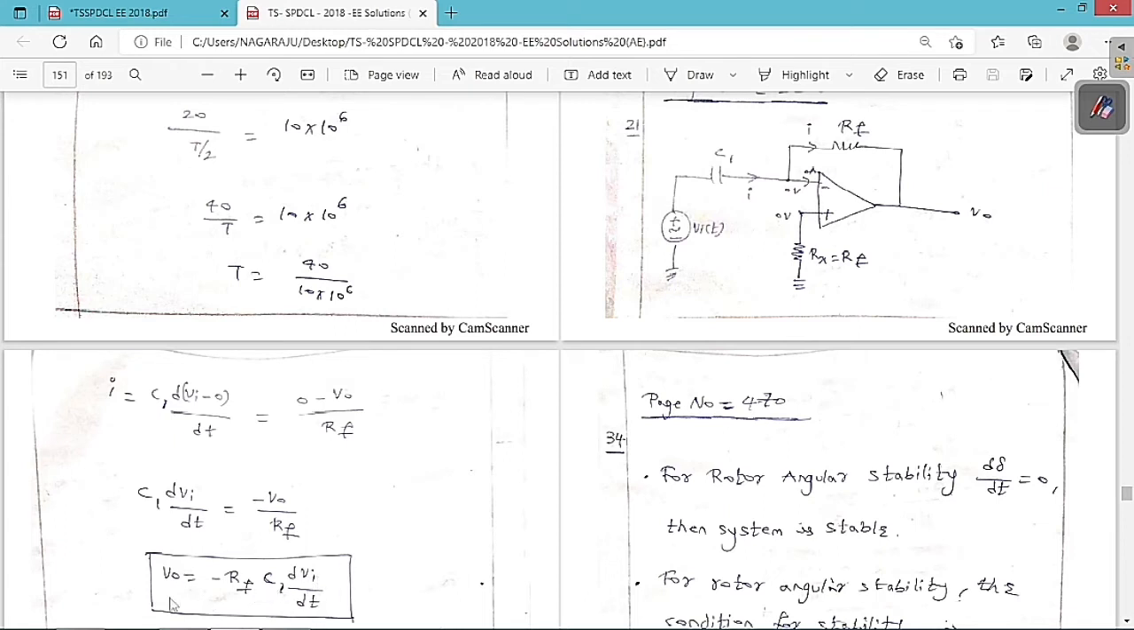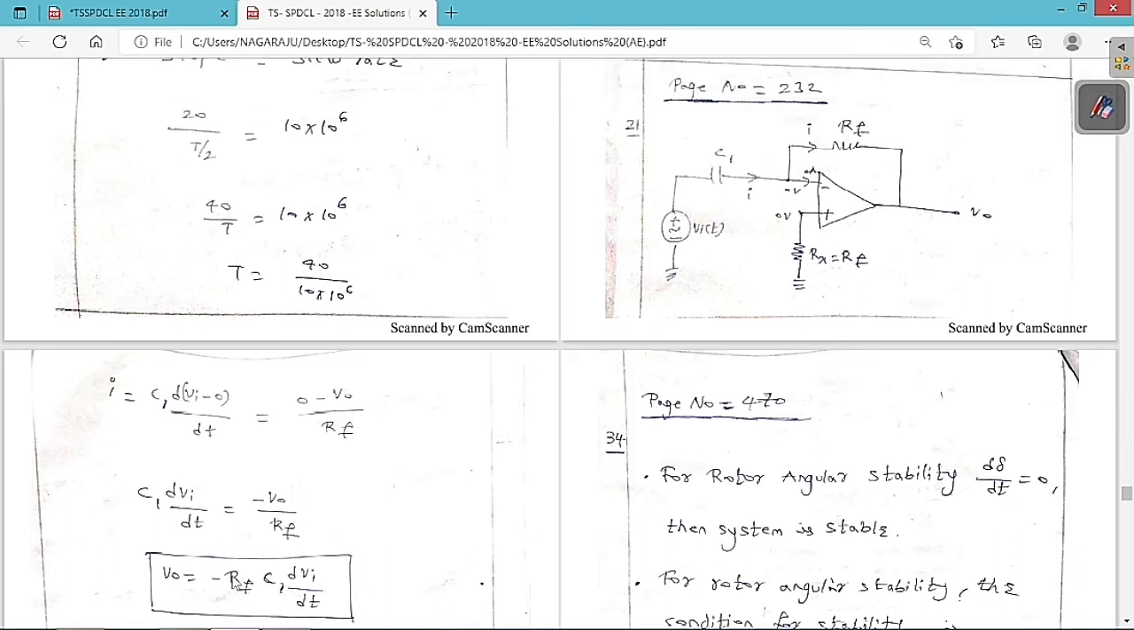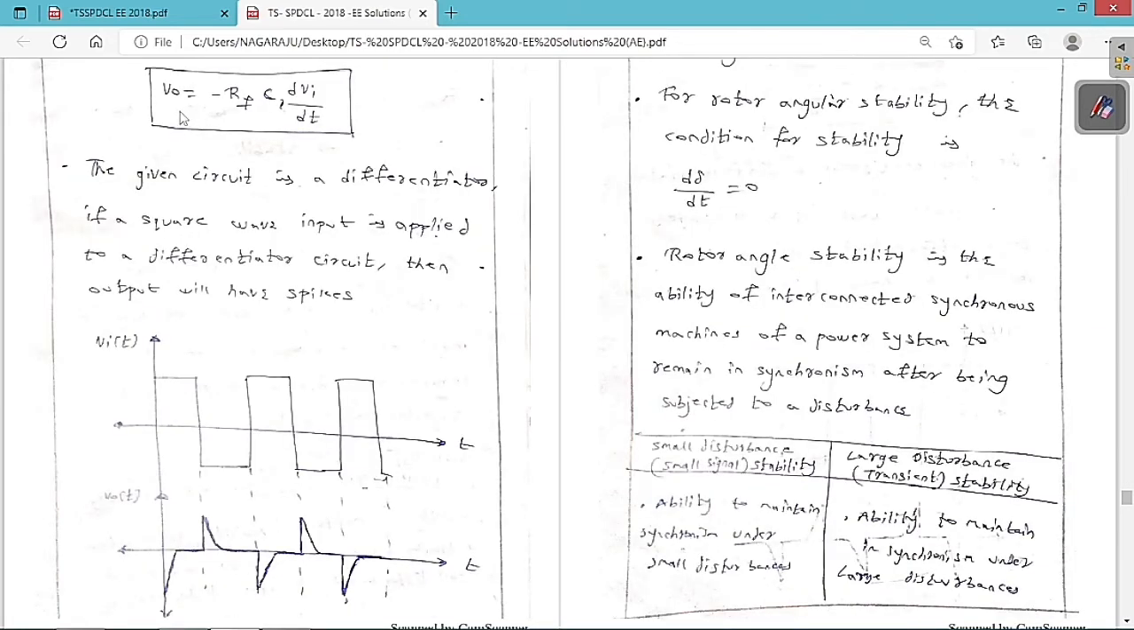As you can see clearly, the output voltage is the differentiation of the input voltage, so we can say it is a differentiator circuit. V0 is equal to minus Rf into C1 into dVi/dt. Since the output voltage is the differentiation of the input voltage, it is said to be a differentiator circuit.